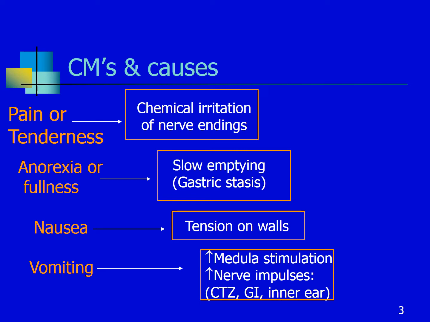Those individuals that have diabetes, their nerve pain is worn out, so their symptoms may be a little different. Anorexia or fullness is because of the slow emptying of the gastric system. Or nausea because of the tension on the walls, and they vomit because of the increased pressure in the medulla, which is stimulated. There's an increase in the nerve impulses, causing the vomiting.